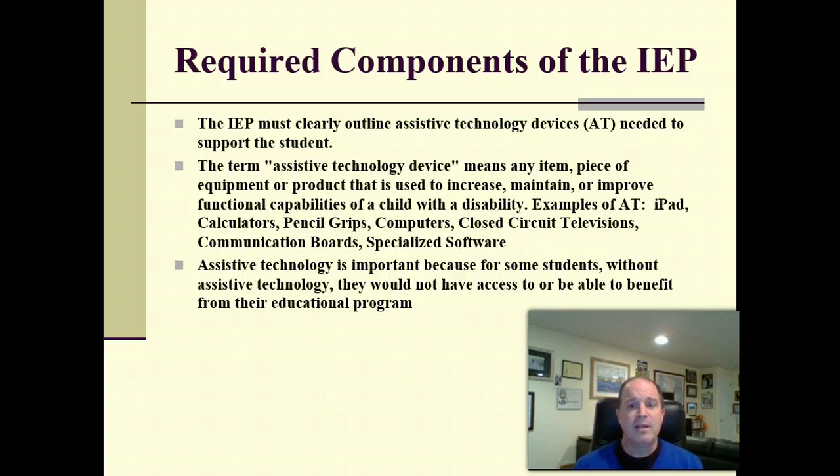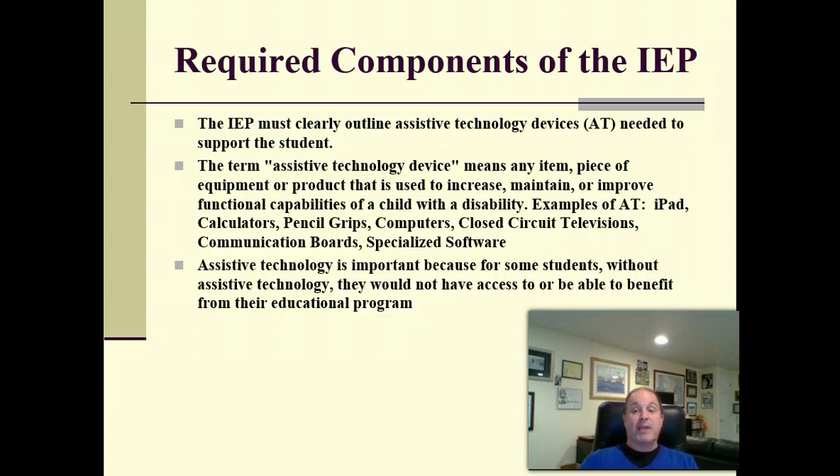The IEP must clearly outline assistive technology devices, or AT, needed to support the student. The term assistive technology device is actually defined in IDEA, and it means any item, piece of equipment, or product that is used to increase, maintain, or improve functional capabilities of a child with a disability. Again, any item, piece of equipment, or product that is used to increase, maintain, or improve the functional capabilities of a child with disabilities. So what are some examples of assistive technology?